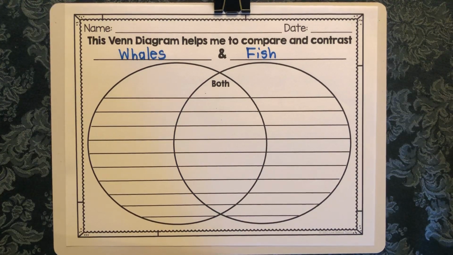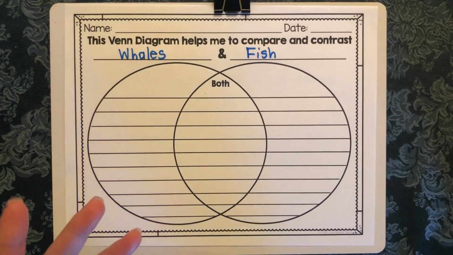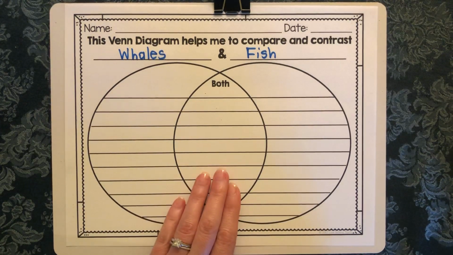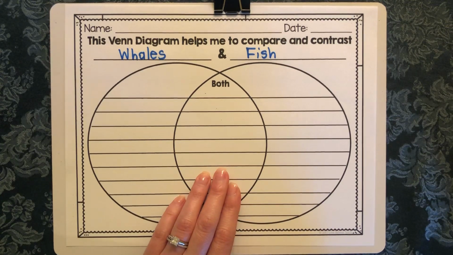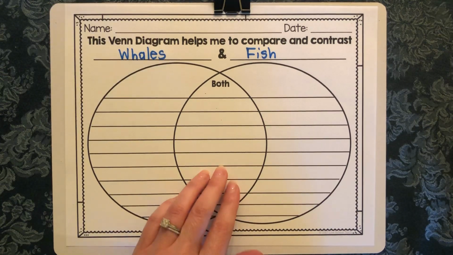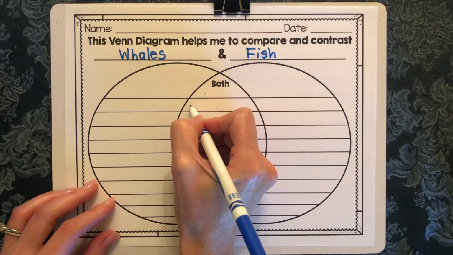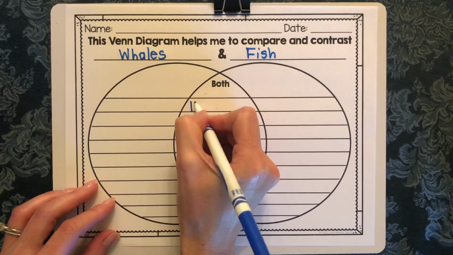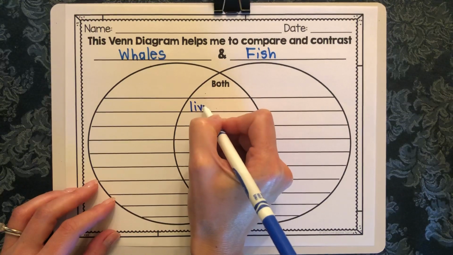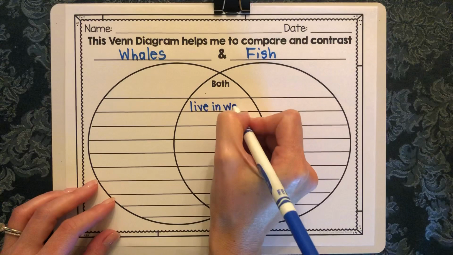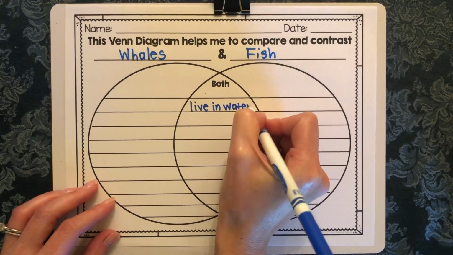Do whales and fish both live in water? That is something that they have in common. That is how they are both similar. So we can write that they both live in water. We can write that here in the middle because both whales and fish live in water. That is something that they share in common.